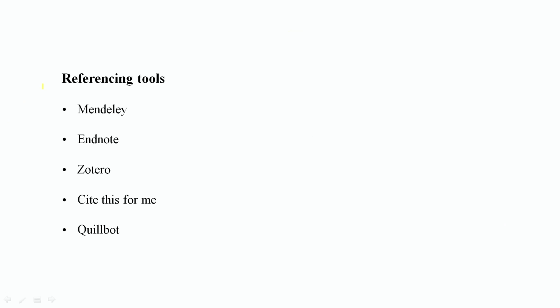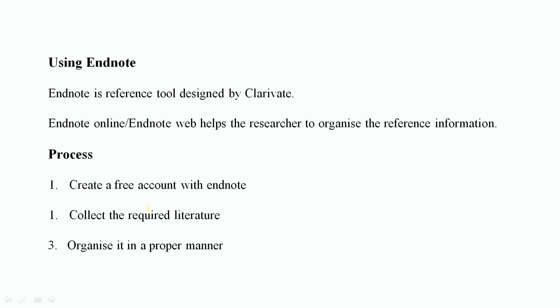What are the referencing tools? Software I mentioned here includes Mendeley, EndNote, Zotero, and websites like Cite This For Me or AI tools like Quillbot. These tools help you to do referencing. The manual process of referencing is very, very difficult. So almost all researchers depend upon software like Mendeley or EndNote. And these days, Quillbot is a very widely used tool among researchers. The use of EndNote, Zotero or Mendeley is almost similar.